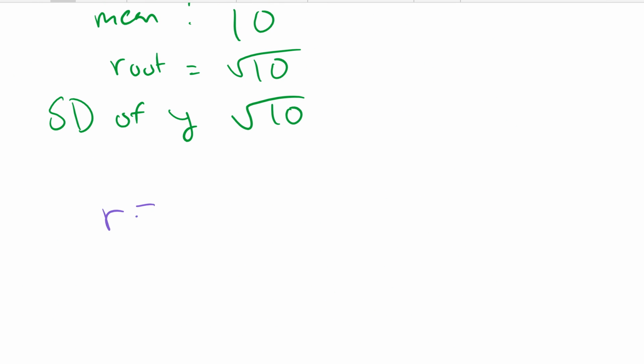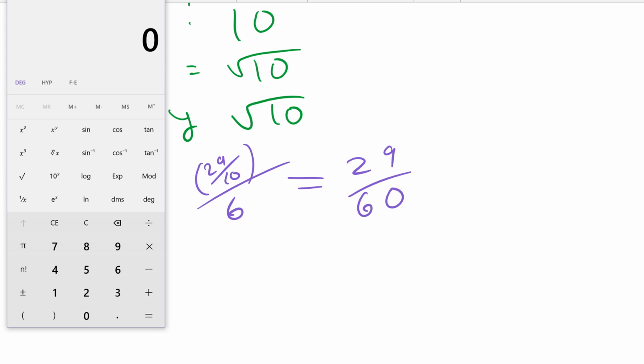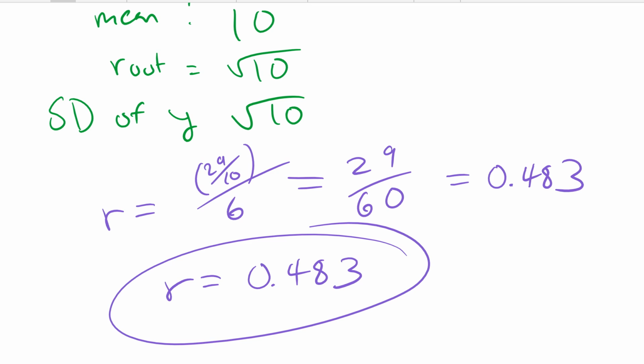So r is equal to 29 over 10 divided by 6, which is 29 over 60. And if we use the calculator, 29 divided by 60 equals 0.483. So r is equal to about 0.483. And that's how you calculate the correlation coefficient.